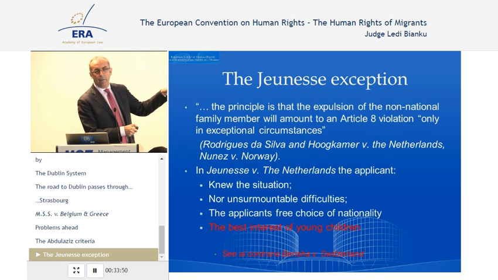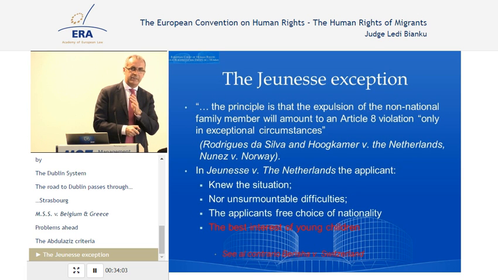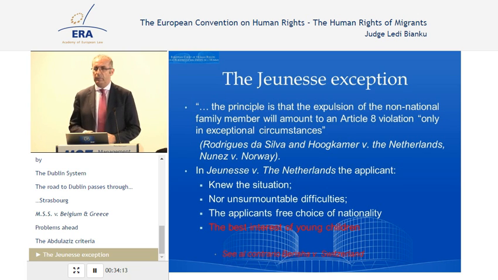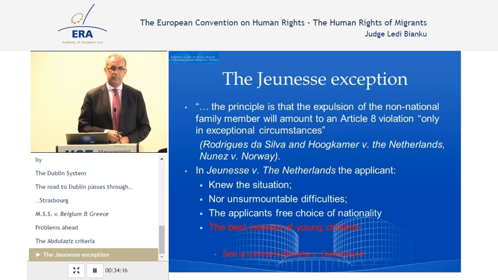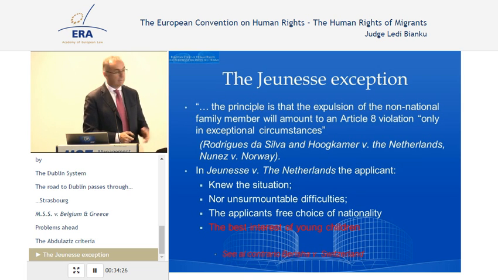So you have in the Jeunesse case versus Netherlands in the Grand Chamber all these elements, but the element which made the court on balance decide for a violation was the best interest of the child. In cases where removing a child to a country with which the child doesn't have any relationship, is completely new, doesn't know the language, doesn't have family beside the close family, the court said that in this case there might be a violation of Article 8. In all the other cases, the balancing exercise might lead to a finding of non-violation.